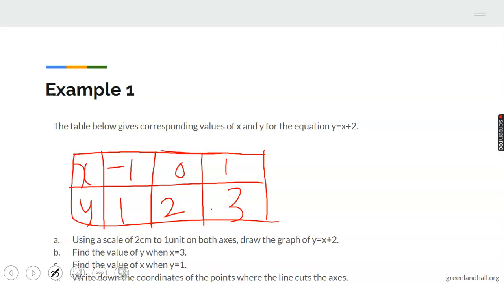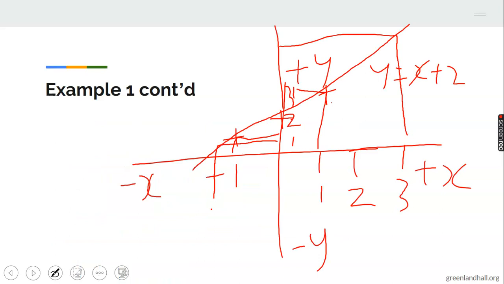Okay, then write down the coordinates of the points where the line cuts the axes. That is where it cuts it here. So at this point your y will be 0 and you have a corresponding value of x. Then at this point, this is the point where it cuts the y-axis. So at this point, you will have a corresponding value of y, but your x will be 0.